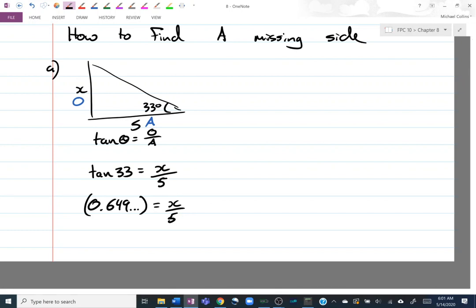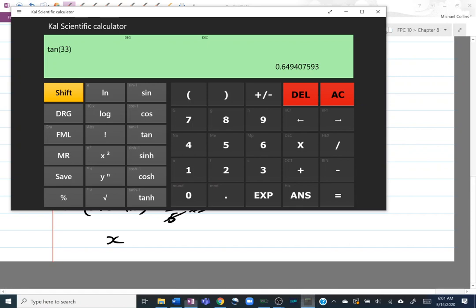Exactly the same as what we've done for everything else in algebra. To get x all by itself, I'm going to have to multiply both sides by 5. On my right-hand side, it cancels, and I'll have x isolated. So I can go back to my calculator and say, okay, I'm going to have this really long decimal, and then I'm going to multiply it by 5. And what I can do on my calculator is most will have this little button here called answer. So I'll hit answer, which will take my previous answer and multiply it by 5. That is equal to 3.247.